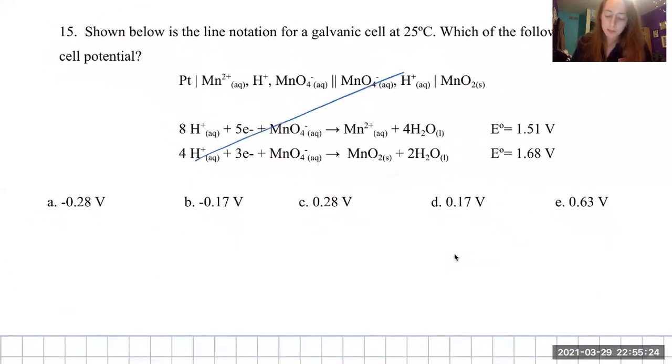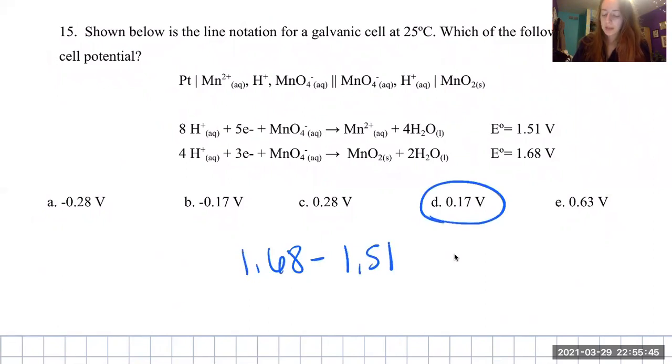15 is asking just about the cell potential once again. You don't have to worry too much about what's going on here. Just look at the SRPs. All you need to do here is take the lower value and flip it, or what you can do is just find the difference between the two. So you'll do 1.68 minus 1.51, and you should get D.